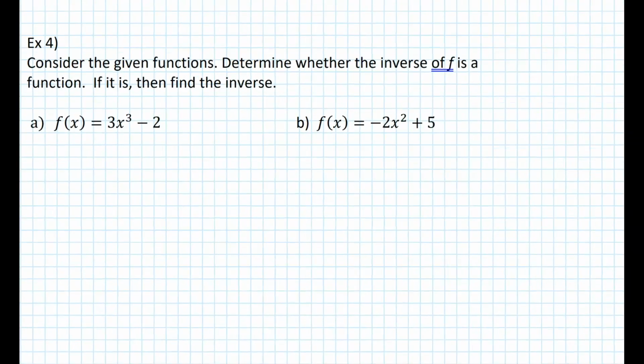All right. So in these, consider the given functions and determine whether the inverse of f is a function. If it is, then find the inverse. So let's do a quick review. What's happening in A? What's our parent function? x cubed. And then what's happening to our x cubed? It's stretched by 3, and then a vertical shift down 2. Exactly.